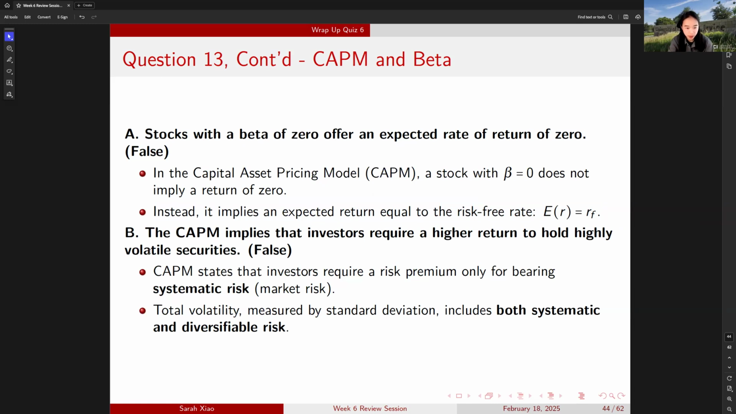Option B, the CAPM implies that investors require a higher return to hold highly volatile securities. This is also false because CAPM states that investors require a risk premium only for bearing systematic risk or the market risk. Therefore, total volatility, which is measured by the standard deviation, includes both systematic and diversifiable risk.